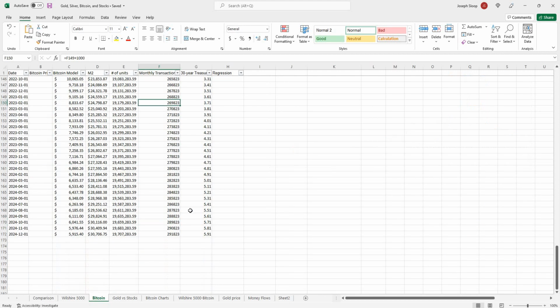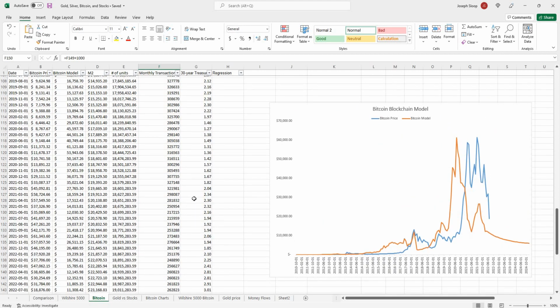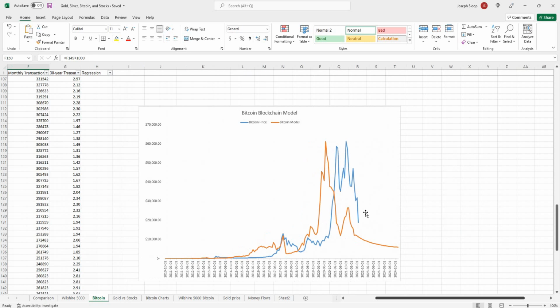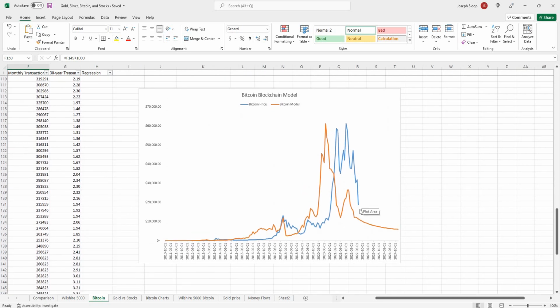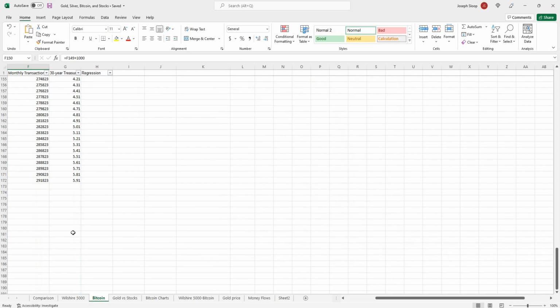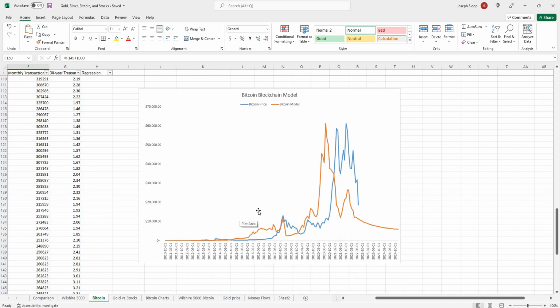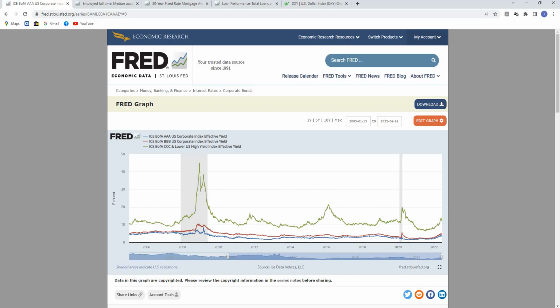Now, I am forecasting that we'll probably get a little bit of a rebound in monthly transactions of Bitcoin and usage, but overall, it's not going to be enough to increase the price because essentially rising interest rates have pricked this bubble and will keep that depressed.